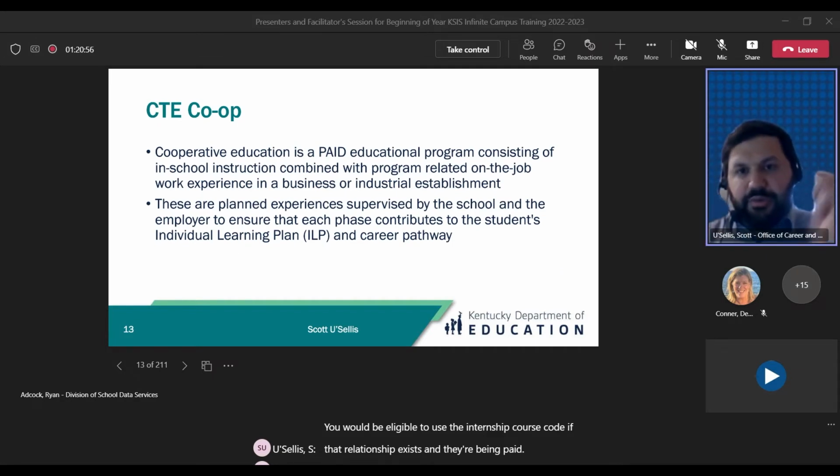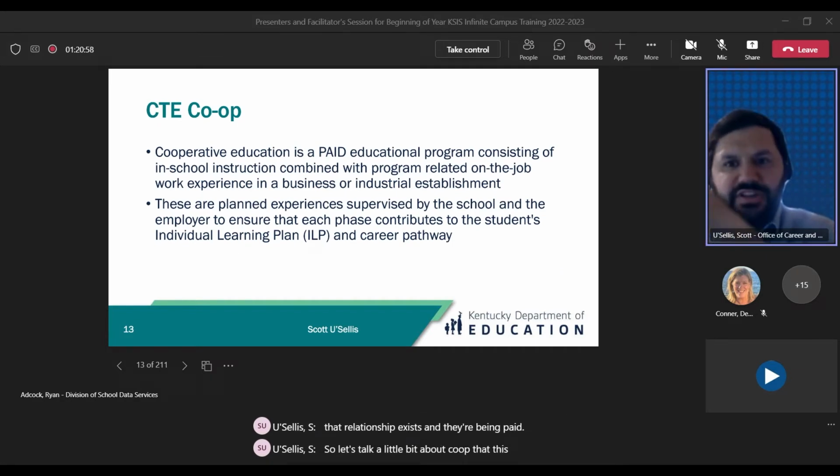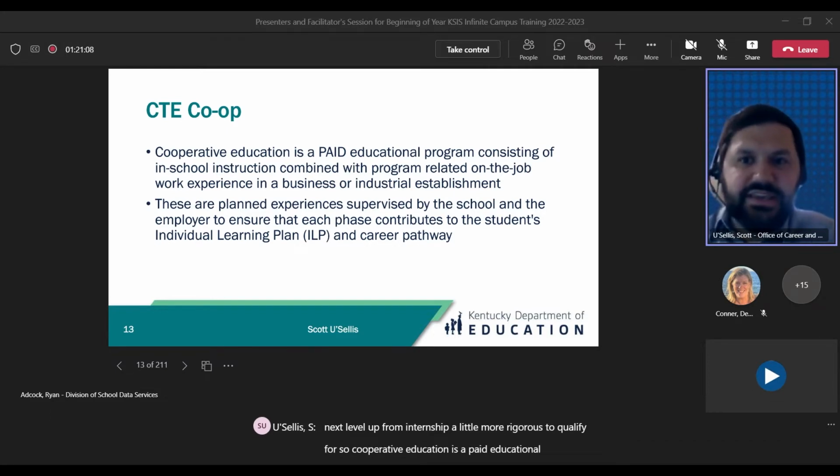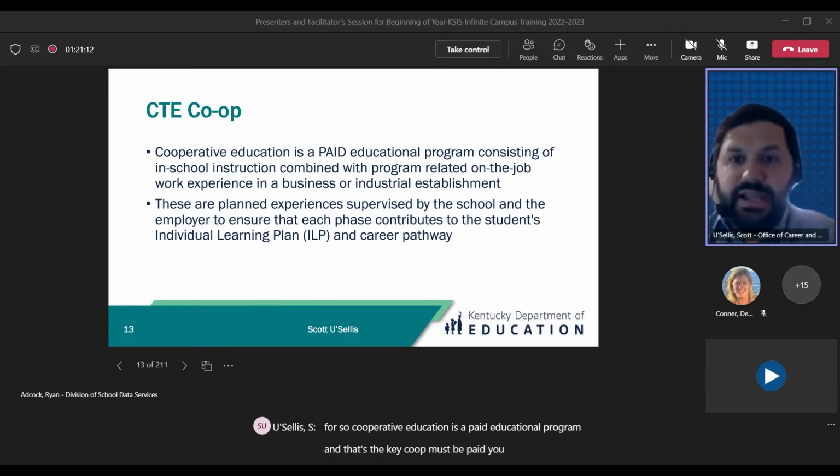So let's talk a little bit about co-op. This is a little bit of a next level up from internship, a little more rigorous to qualify for. So cooperative education is a paid educational program, and that's the key. Co-op must be paid. You cannot have an unpaid co-op. That's impossible. You can't do it. If it is that, then it's not a co-op, and you should not be creating that course code in the first place.